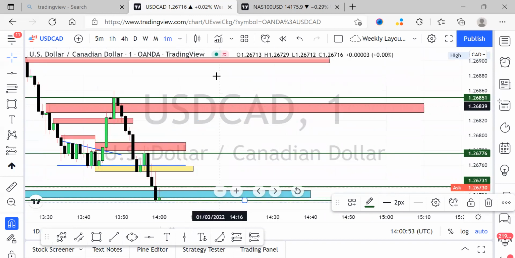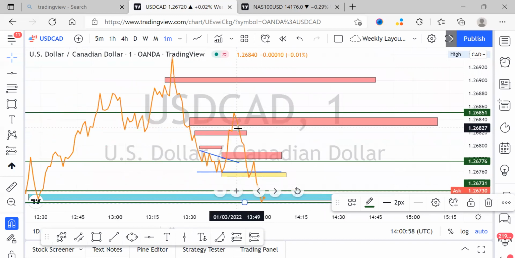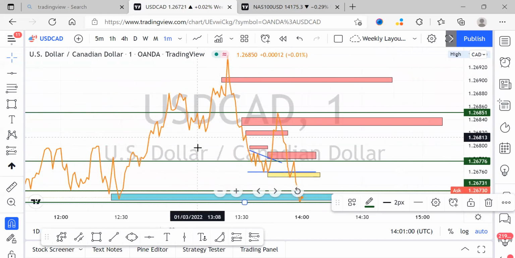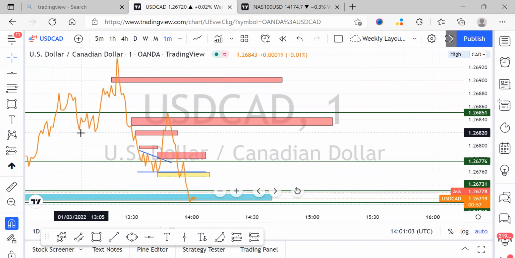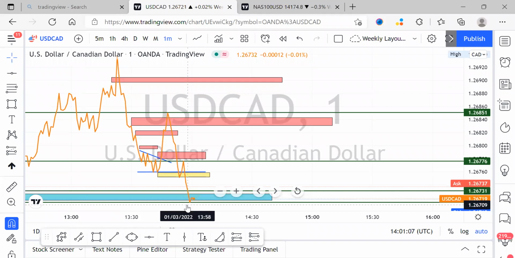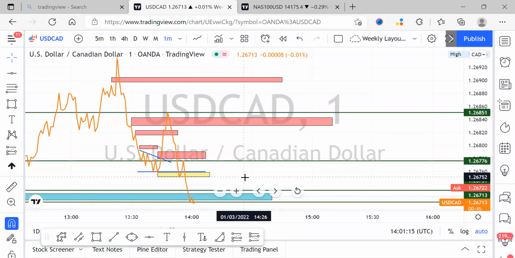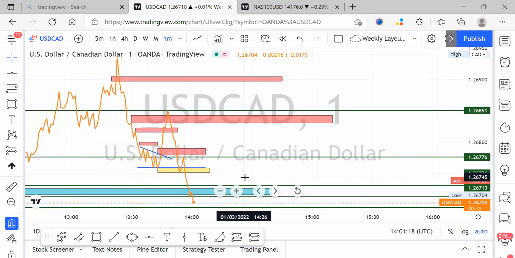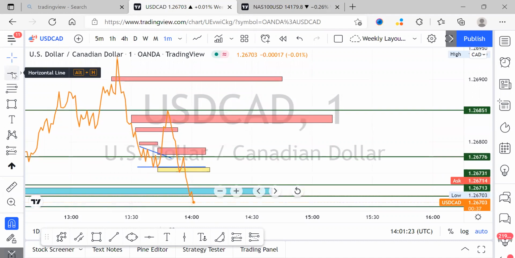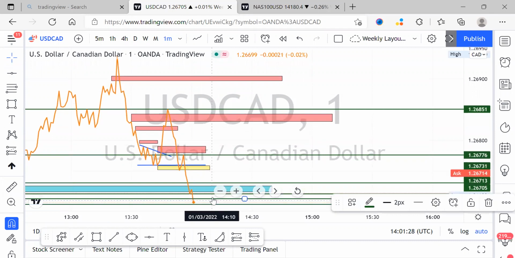Let's look at the minute again. Go back to the line chart and see how this is done. We have just touched our green line, and it's reacting again from that green line. Is this going to be our mini mountain? It breaks that zone, and then it'll continue to the downside. Marking your zones is absolutely crucial.